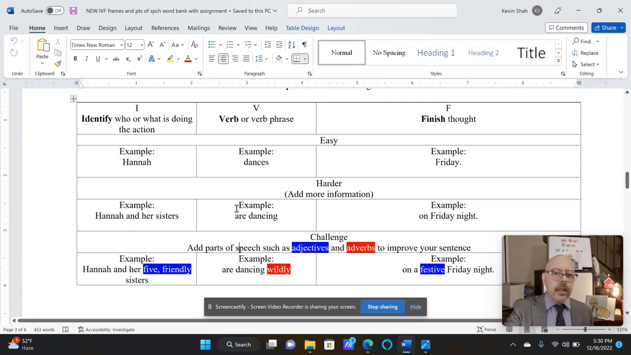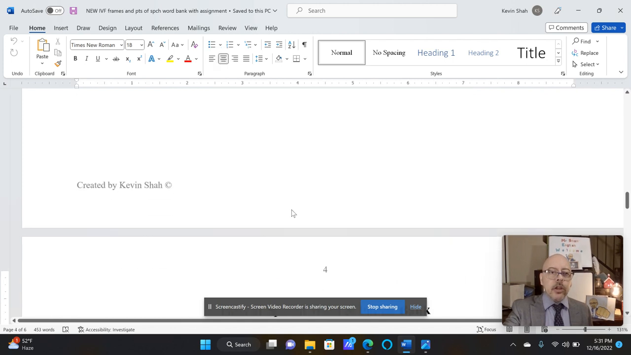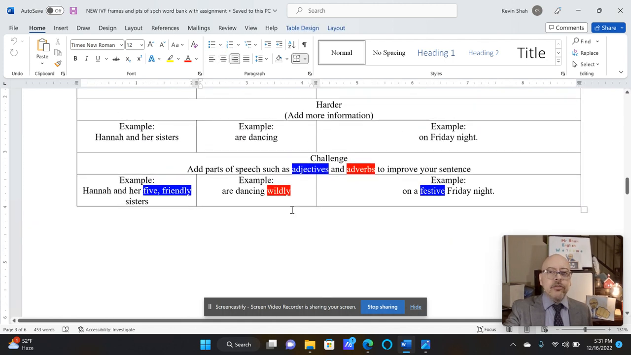We can also say Hannah and her sisters, as we see here, are dancing on Friday night. Now, what you'll see here is that this is more of an elaborate sentence. There's more detail. That's what we want. And now we're going to color code our adjectives blue. We can see here that that adjective will modify Hannah and her sisters by describing them, right?